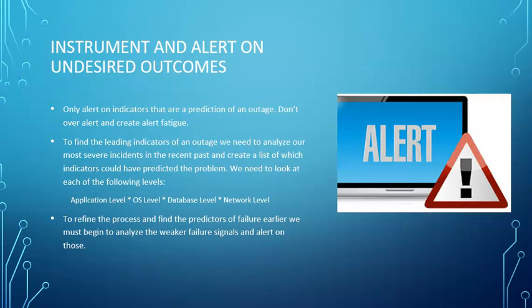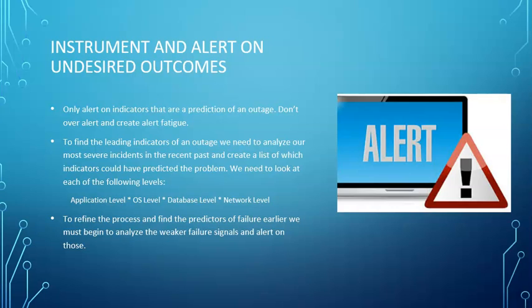One of the best ways to find what we need to alert on is to look at the most recent past. For example, the last 30 days, and see what our problems were, and then look back to see what could have predicted those problems. And those are the items that we need to alert on.